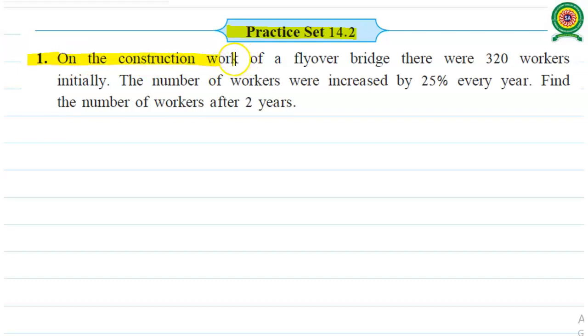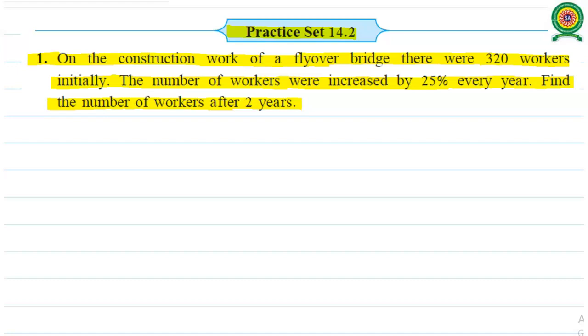On the construction of a flyover bridge, there were 320 workers initially. The number of workers was increased by 25%. Find the number of workers after 2 years.